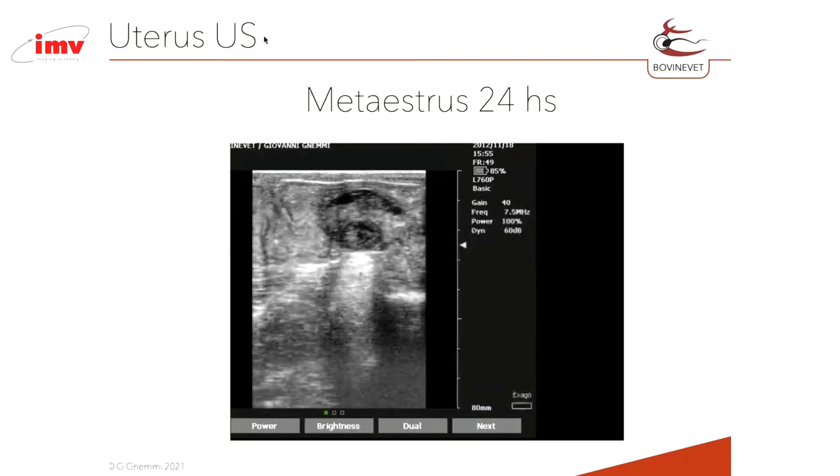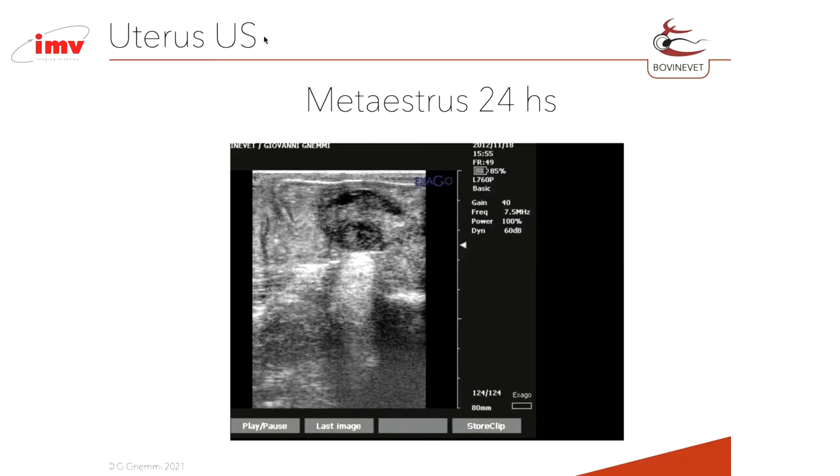The corpus luteum during metaestrus is not producing a large quantity of progesterone. So in particular, 24 to 48 hours after the ovulation, independent of the size of the corpus luteum, that may be between 10 and, in some rare cases, up to 12 or 13 millimeters, the progesterone production can be around 0.2, 0.3 nanograms per milliliter. But attention, the size, in this case, is not correlated with the production of progesterone.